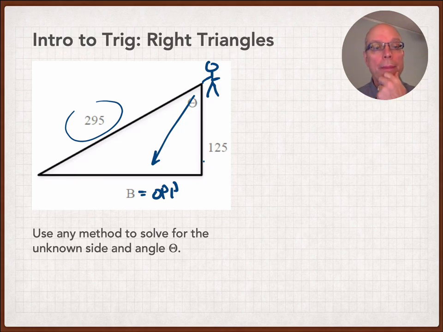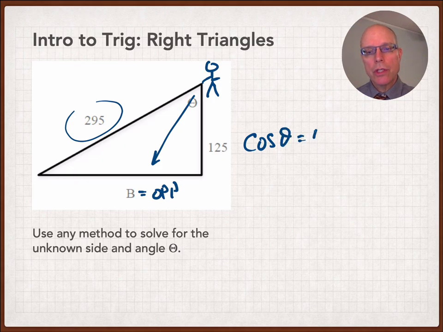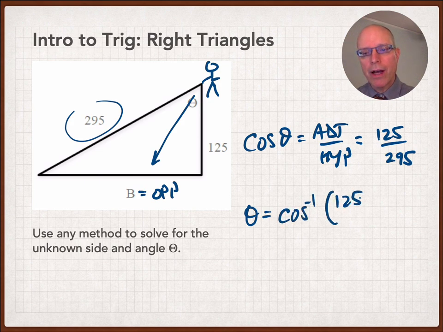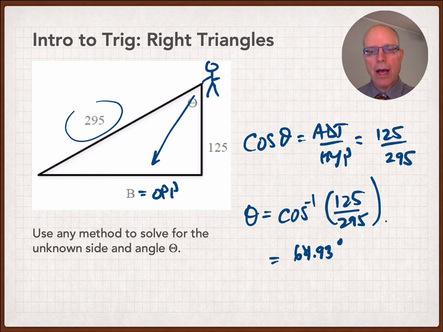So what it lets me do is to go shopping, and I think about which trig function involves the adjacent and the hypotenuse, and what I come up with is cosine. So you'll see me write out cosine of angle theta equals adjacent over hypotenuse, and that equals 125 over 295. And I'm going to write it out in symbol notation. So theta equals cos to the minus 1 of 125 over 295. And I'll show you in a second how I do that in a calculator. But what I'm going to get is 64.93, or just about 65 degrees, okay?